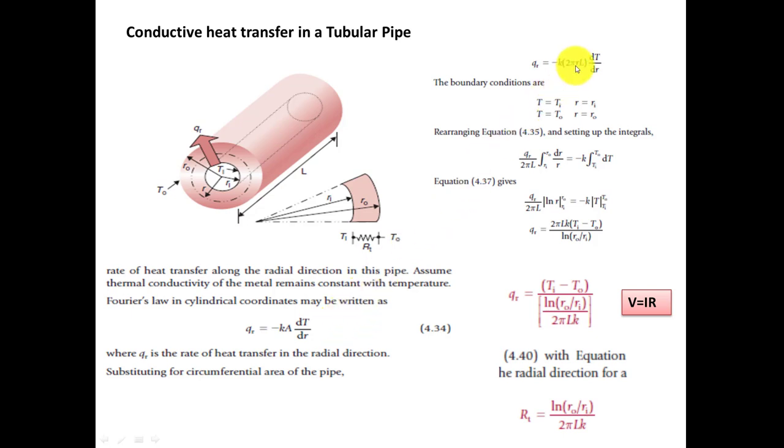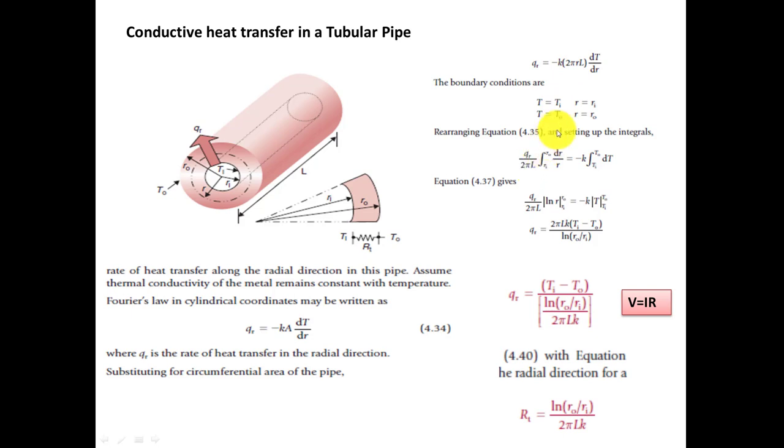In place of A we have taken 2 pi rL, the area of the cylinder, and the boundary conditions are Ti when the radius is ri. At the radius ri the temperature Ti exists, and at the radius ro the temperature To exists. So temperature is equal to Ti when r is equal to ri, and temperature is equal to To when r is equal to ro. So now we will bring this constant term on the left hand side, Qr upon 2 pi rL.